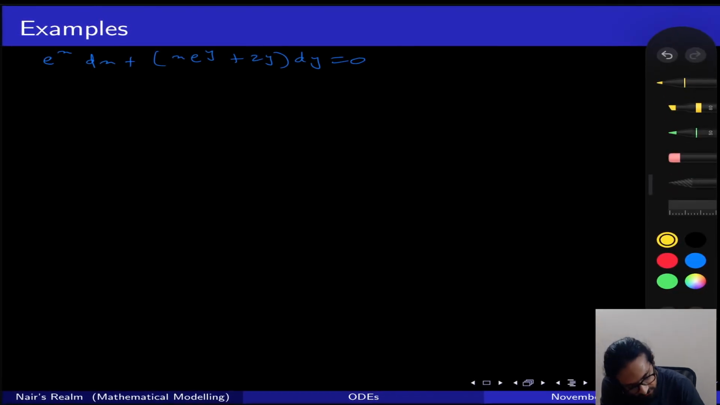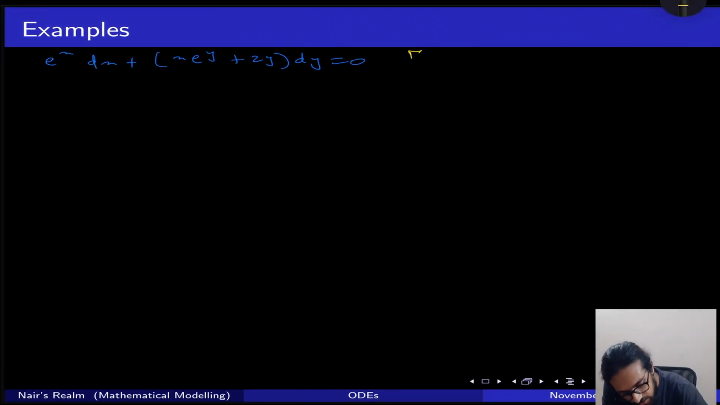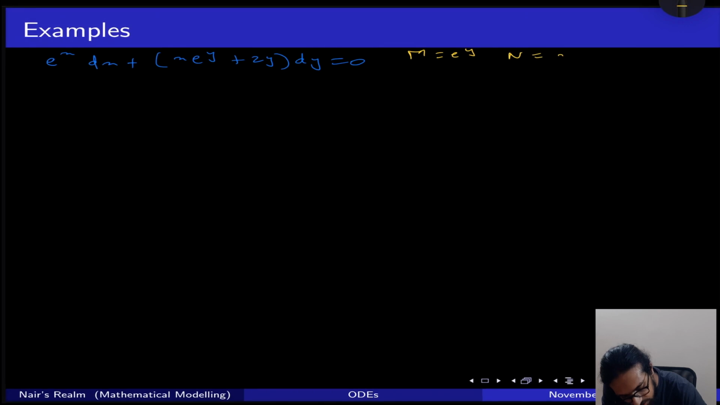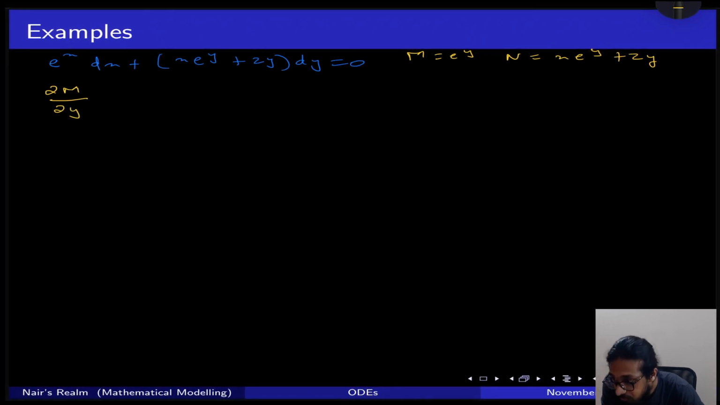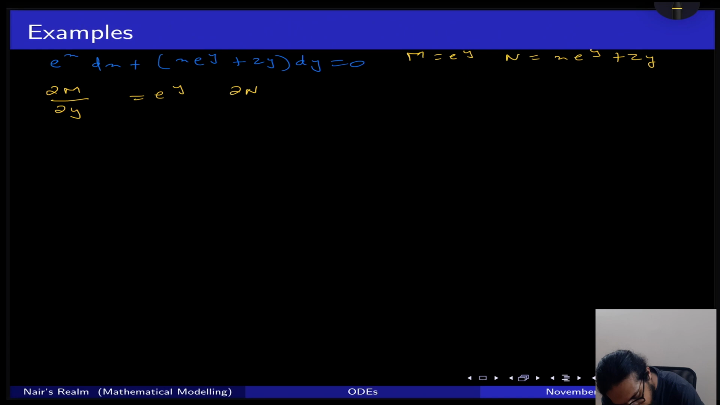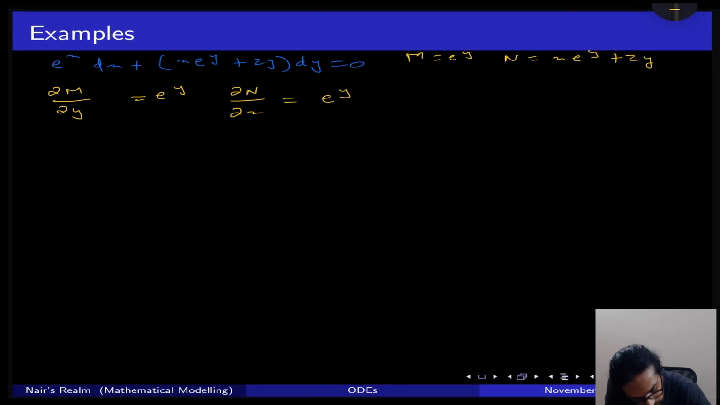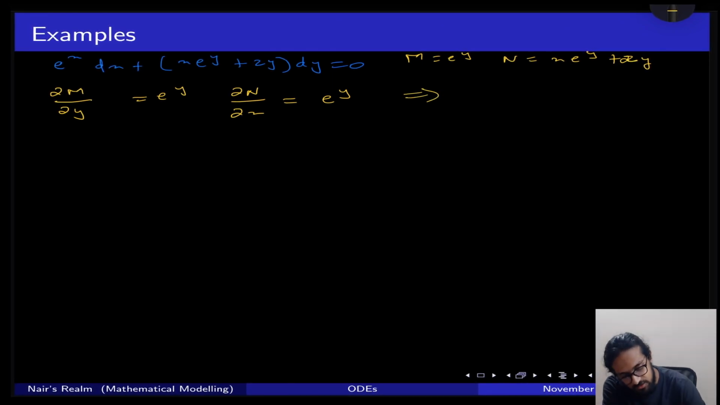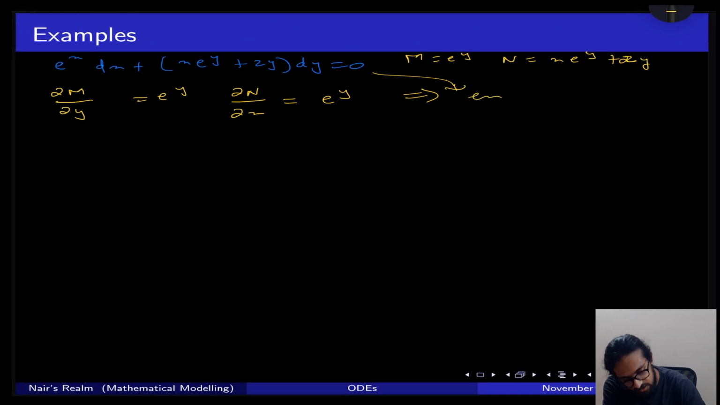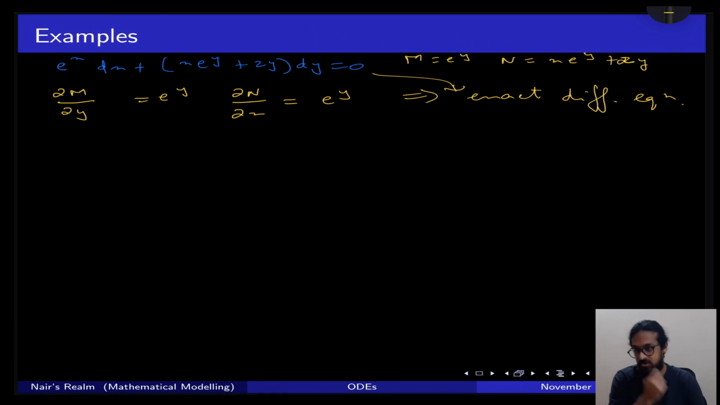So first we check for exactness of this differential equation, and we can see that M is equal to e^y, N is equal to x e^y + 2y. If I do ∂M/∂y, I can see it's actually e^y, and if I do ∂N/∂x, I can see it's e^y as well. Okay, so we can see that both are equal. This implies that this differential equation is an exact differential equation.